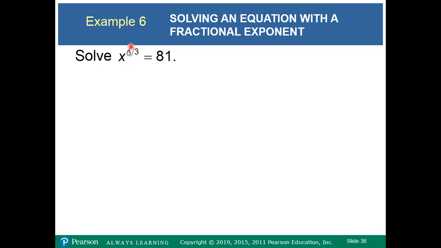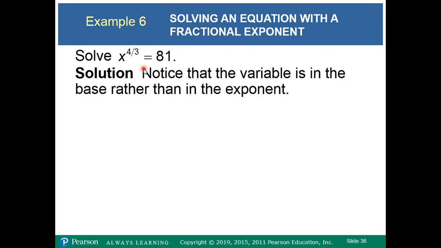Well, what power would make this equal to 1? Well, the power property means that we have to multiply exponents. Well, what two exponents, if we multiply them, will give us 1? And that answer is the reciprocal. So what we're going to do is raise both sides to the 3/4 power. Okay?